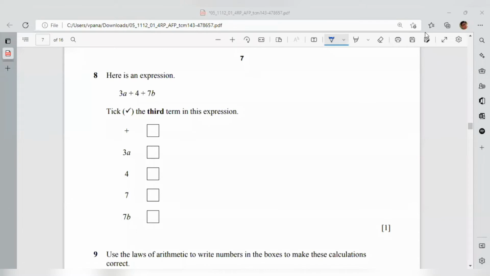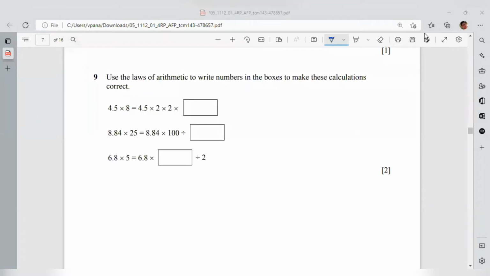So here is an expression: 3A plus 4 plus 7B. Take the third term in the expression. They have already given the terms in this way, so the third term here we can say is 7B. Question number 9. Use the laws of arithmetic to write the numbers in the boxes to make these calculations correct. So it is 4.5 times 8.